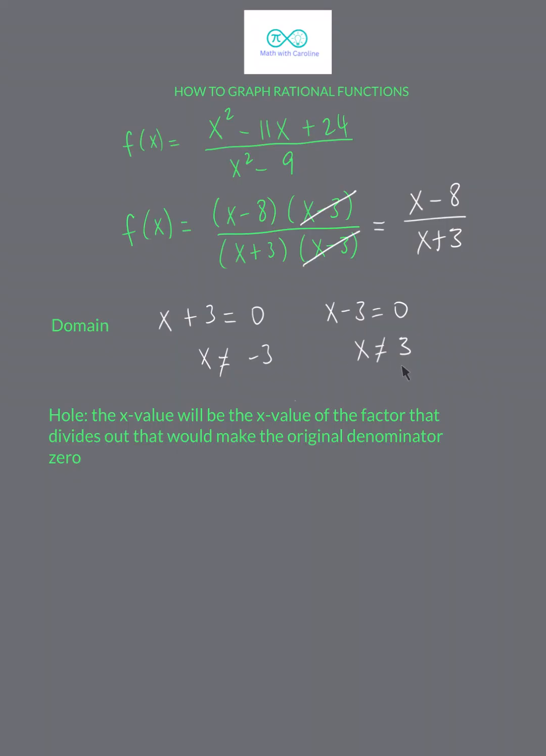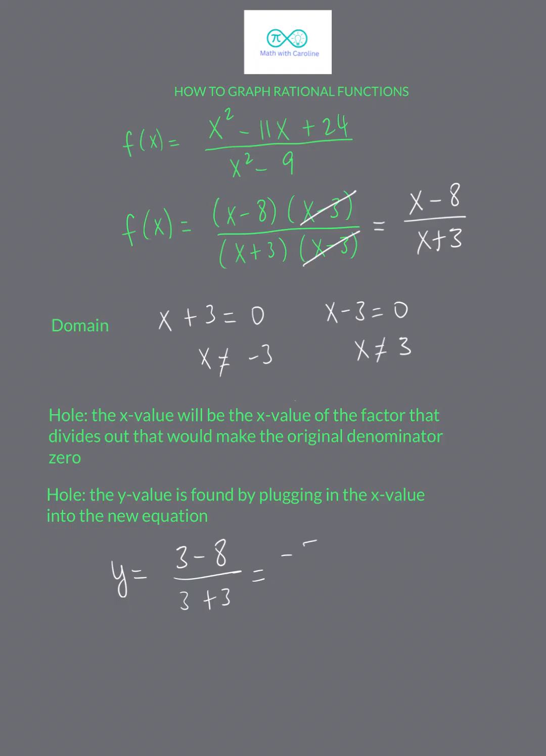So how would we find the y value then? The y value is found by plugging the x value into the new equation. So let's do that now. So the y value of the hole is 3 minus 8 over 3 plus 3. So that's negative 5 over 6. So we'll write our hole as a point, which is going to be 3 and negative 5 over 6.